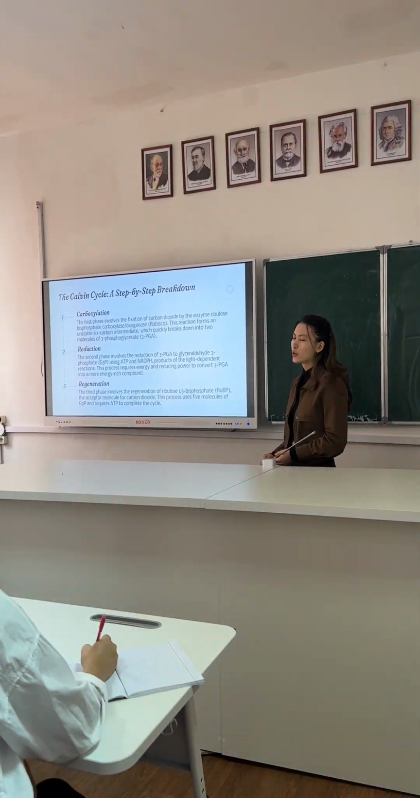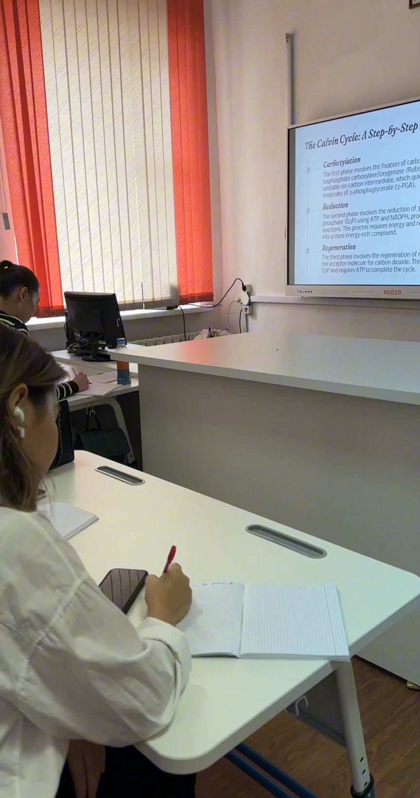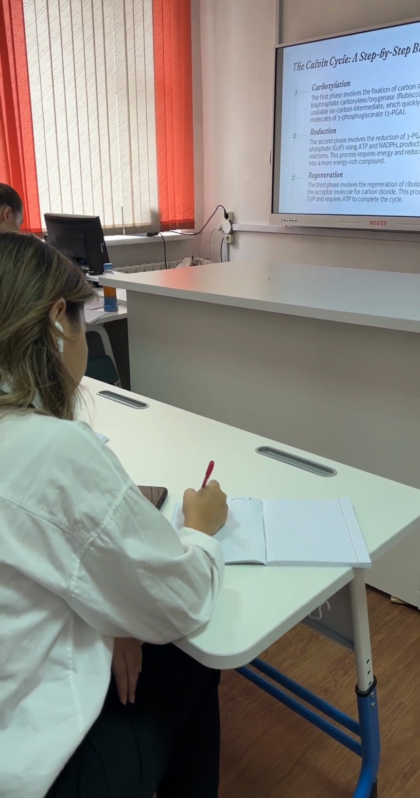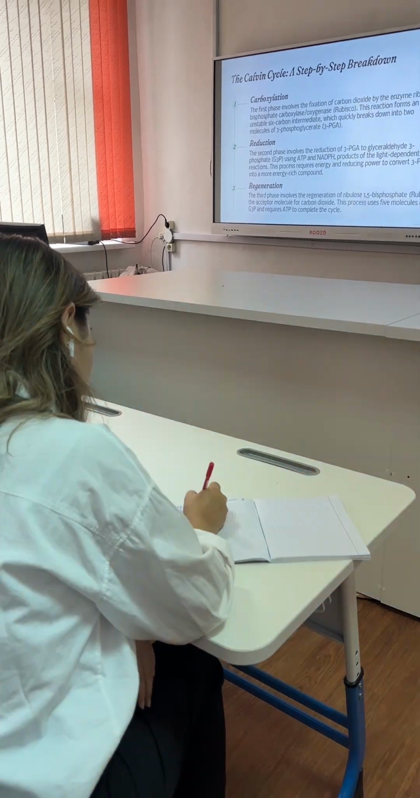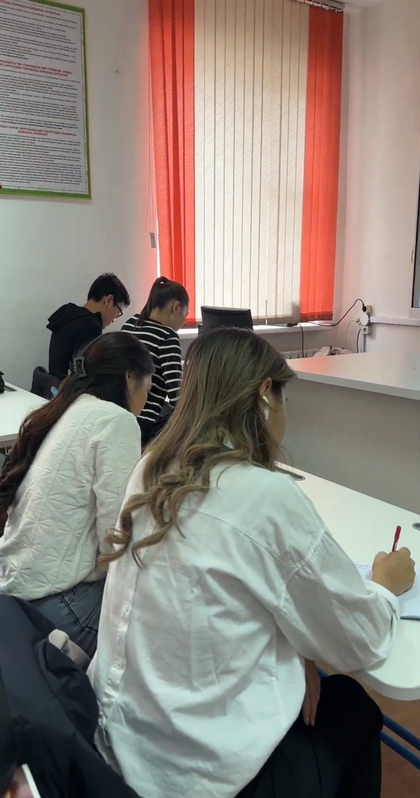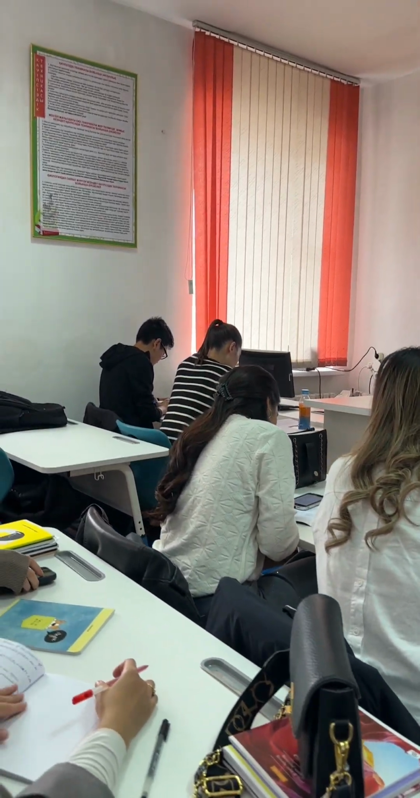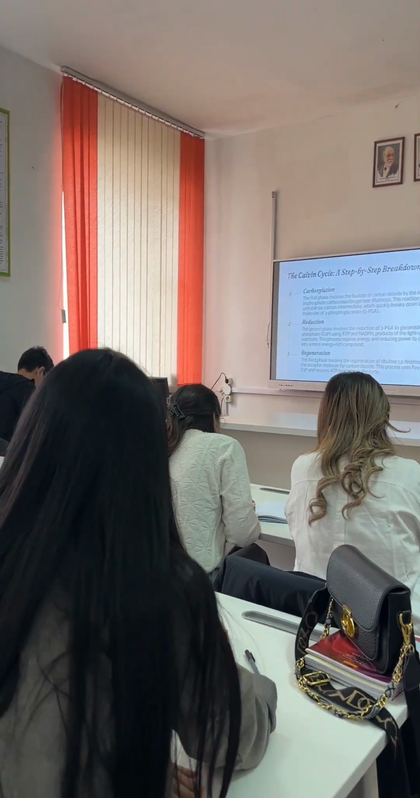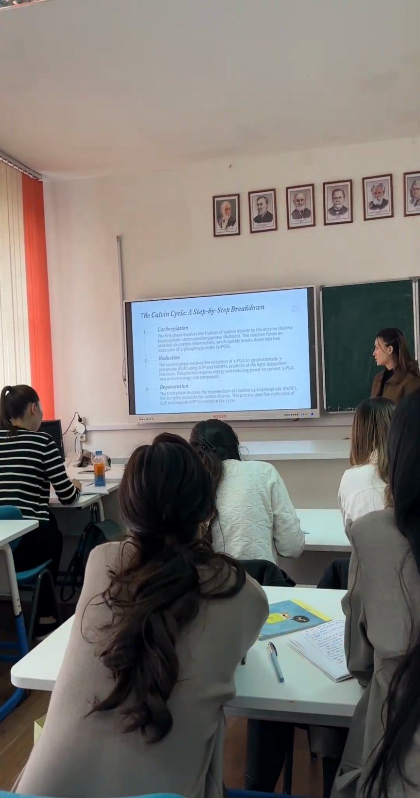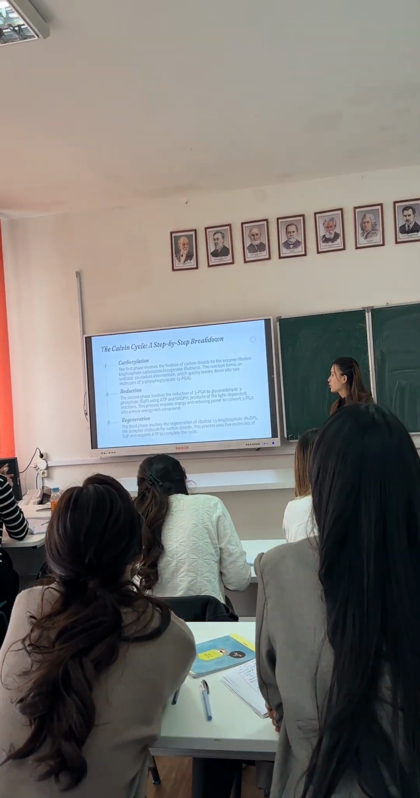3-phosphoglycerate, or 3-PGA. Second step is reduction. After the first step, second is reduction. The second phase involves the reduction of 3-PGA to G3P, or glyceraldehyde 3-phosphate, using ATP and NADPH, products of the light-dependent reactions. This process requires energy and reducing power to convert 3-PGA into a more energy-rich compound.